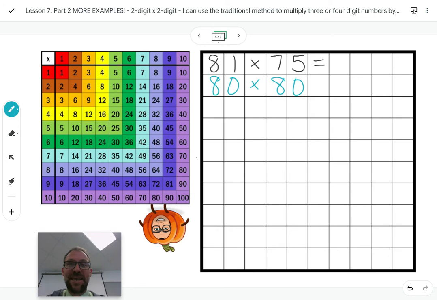Probably the best choice, but 75 is right between 70 and 80, isn't it? So if you said 80 times 70, that's fine too. Both estimates would get you in the ballpark. Let's stick with 80 times 80 for now, though. That's an extended math fact, so we're going to do 8 times 8.